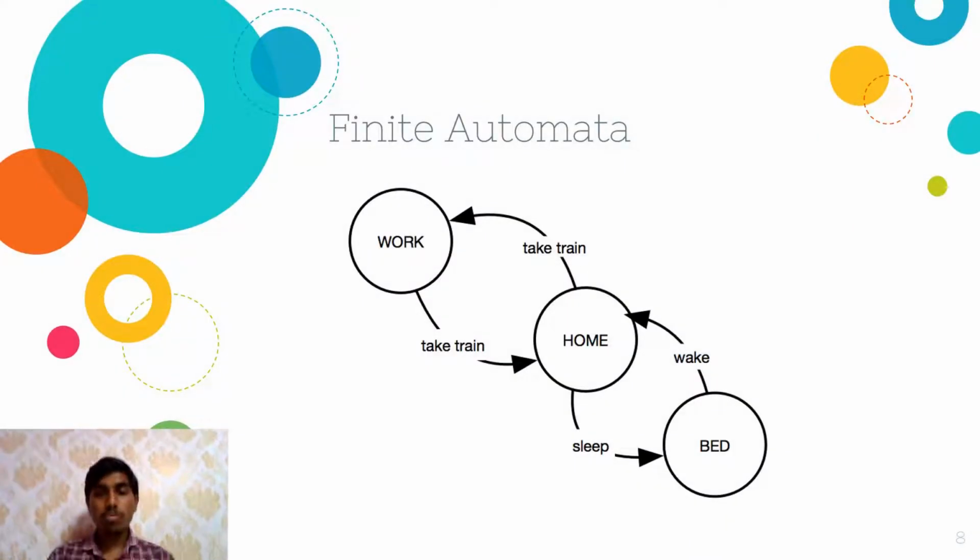So here is a small picture which represents the finite automata actually. Here the work, home, bed, which are inside the circular shape, are nothing but the states we call in finite automata, and the arrow marks are the directions of the state which reaches another state on giving a particular input. Here the take, train, wake, sleep are nothing but the inputs which we call strings in finite automata. So this is an example of the finite automata.